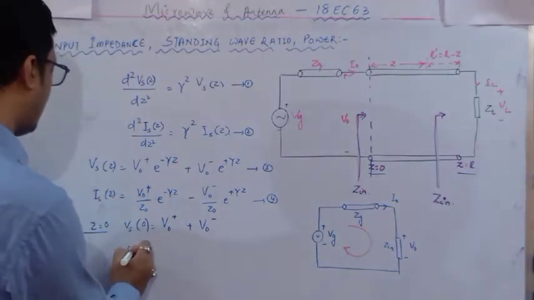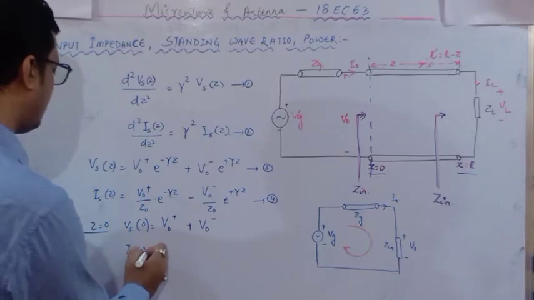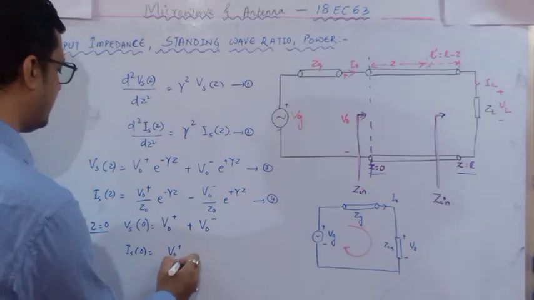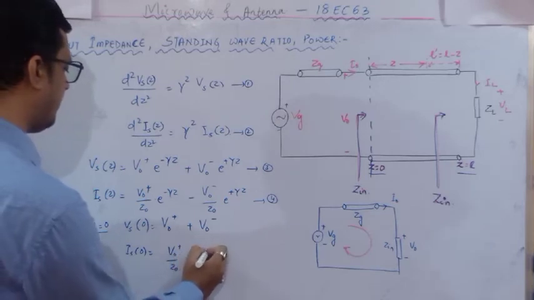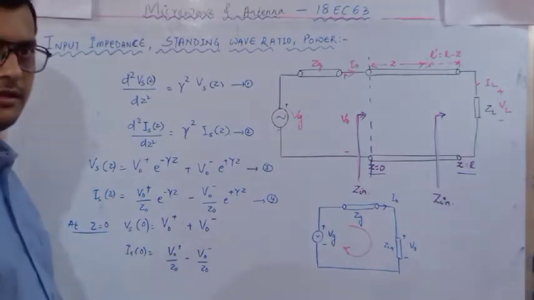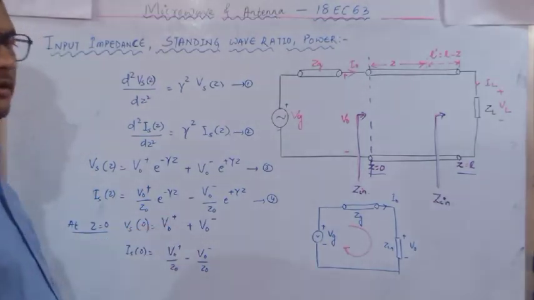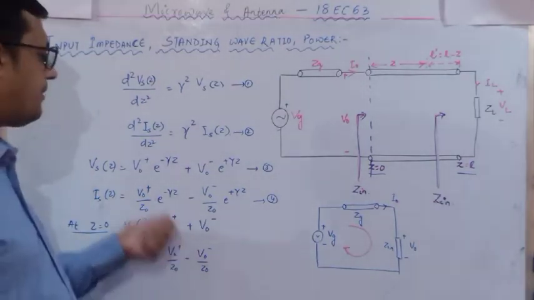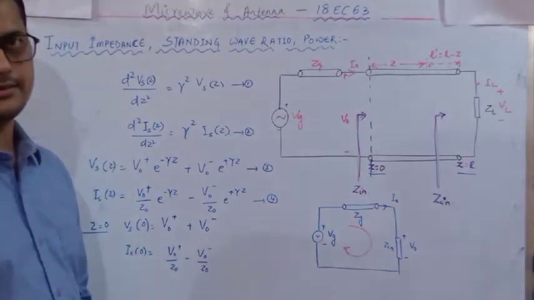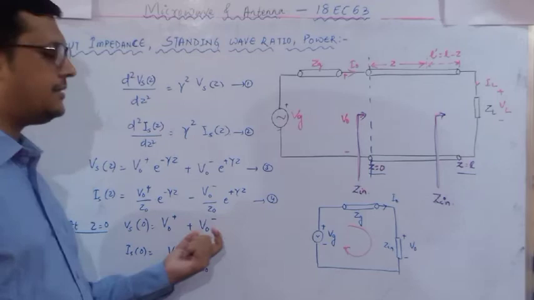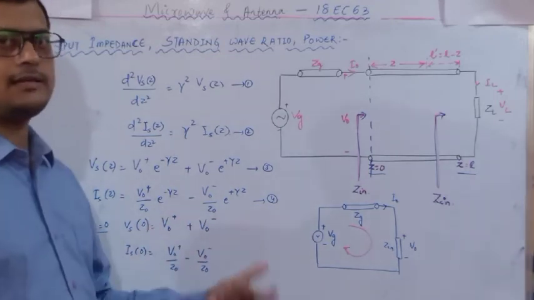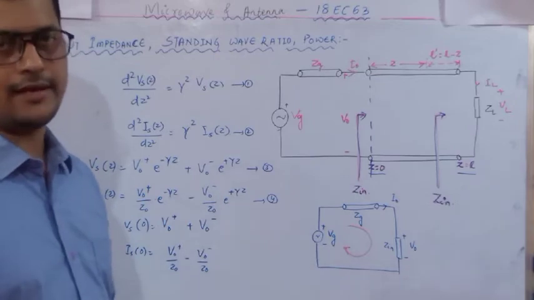Similarly, Is of 0 is equal to V naught plus divided by Z naught minus V naught minus divided by Z naught. So these are the two equations. With the help of these two equations, you can easily identify what is V naught plus and what is V naught minus. Once V naught plus and V naught minus are known, you can easily identify what is I naught plus and I naught minus.